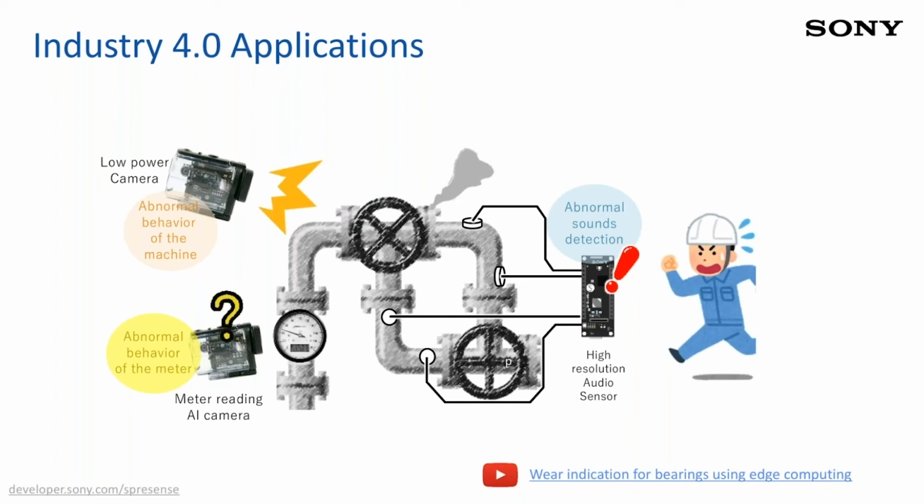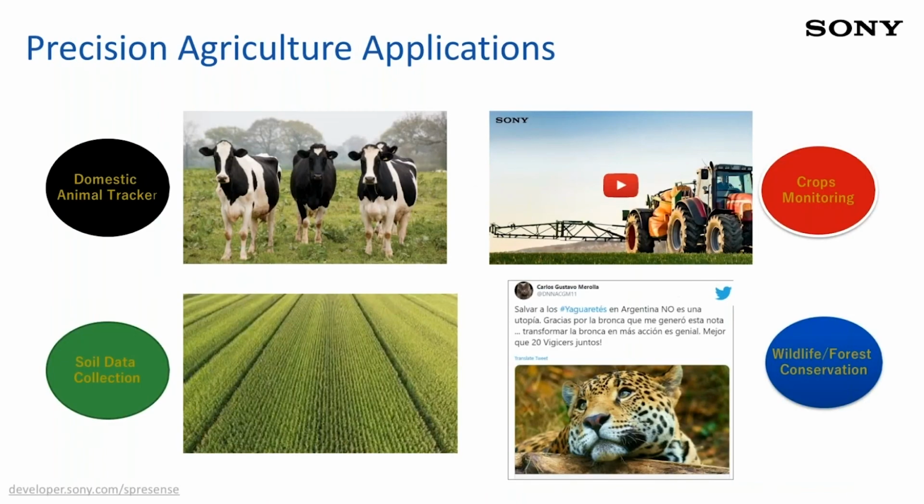I'm providing here a link to wear indication for bearing using edge computing. This is actually using the high resolution audio to detect abnormality in the factory. It mimics that idea and uses FFT, Fourier transform, and all of those things to detect it. This is another link that I'm providing for you. Make sure that you go there and take a look. The other application, so we're done with industry. Let's go to another application.